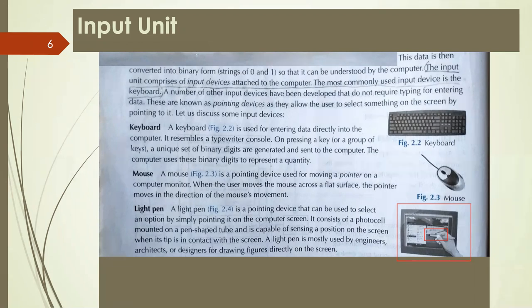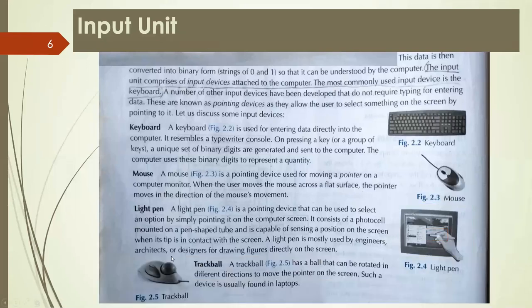Okay. And next is the trackball. Trackball is what? It's like a mouse only, but on the mouse you can see in the middle one roller is there, while here one trackball is there. A trackball has a ball that can be rotated in different directions to move the pointer on the screen. Such a device is usually found in laptops.